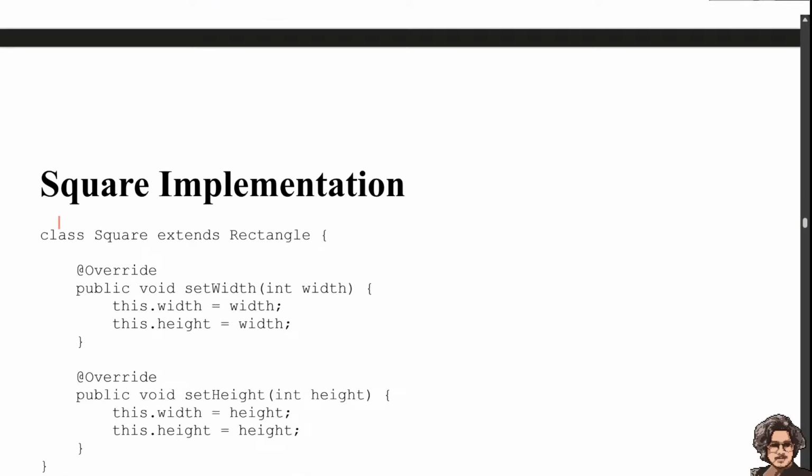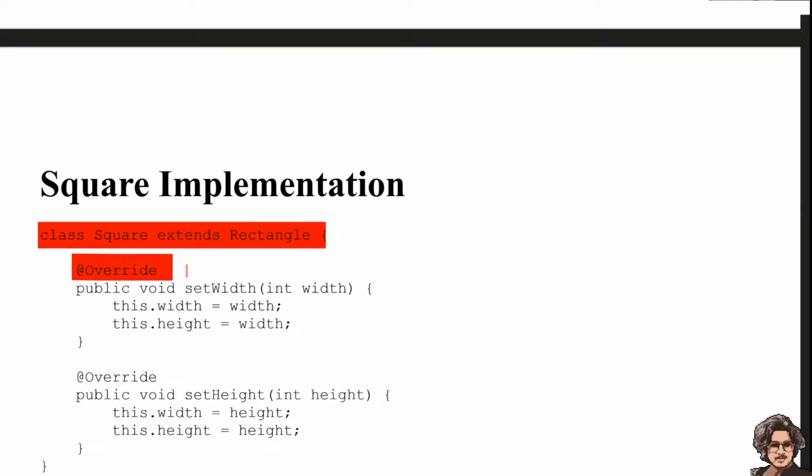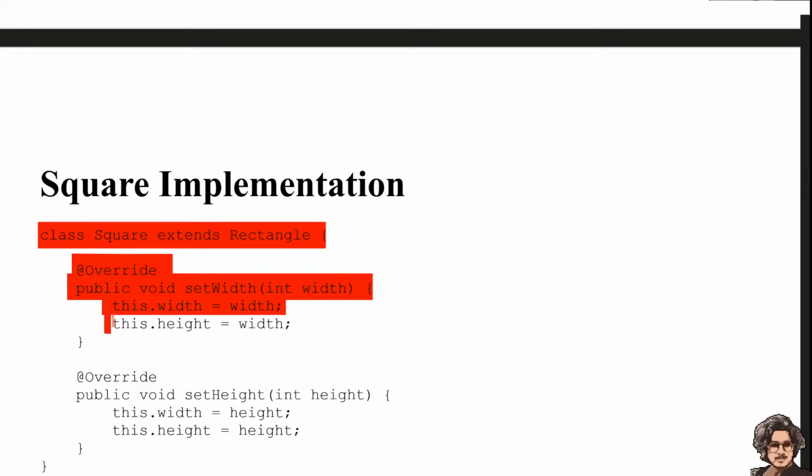How does the square implementation work? Class Square extends the properties of Rectangle, and it overrides the feature of setting the width. So in the class, void setWidth(int width): this.width is equal to width, and this.height also becomes width.